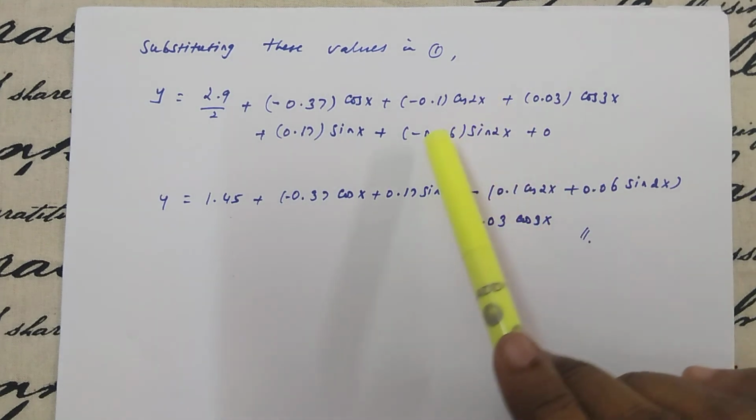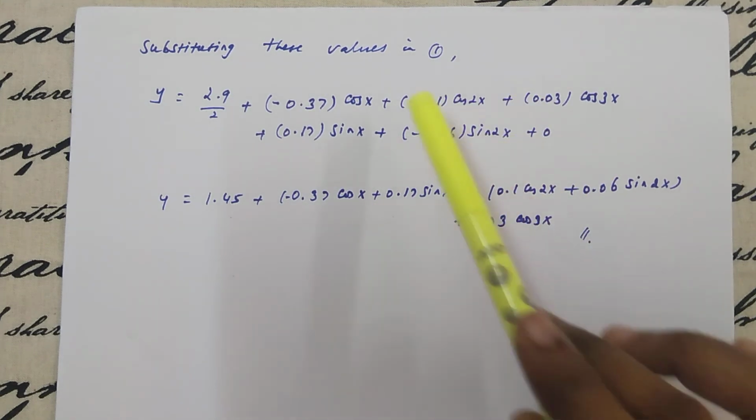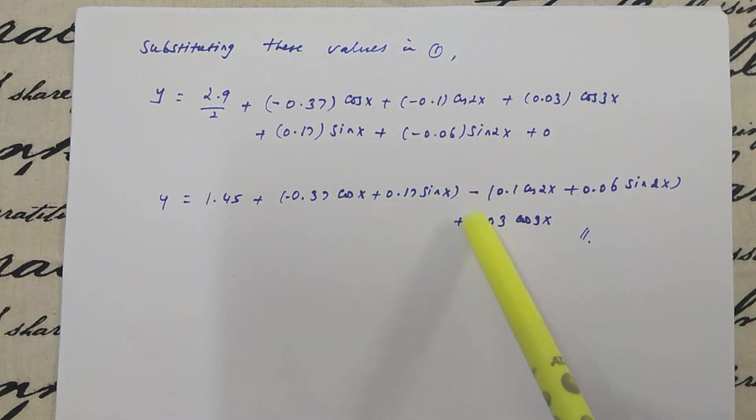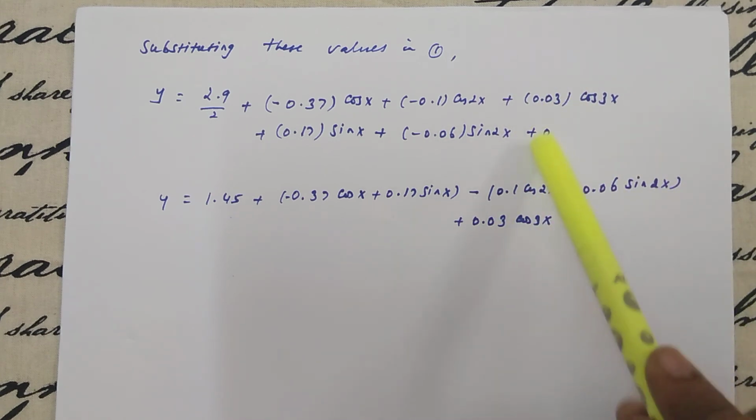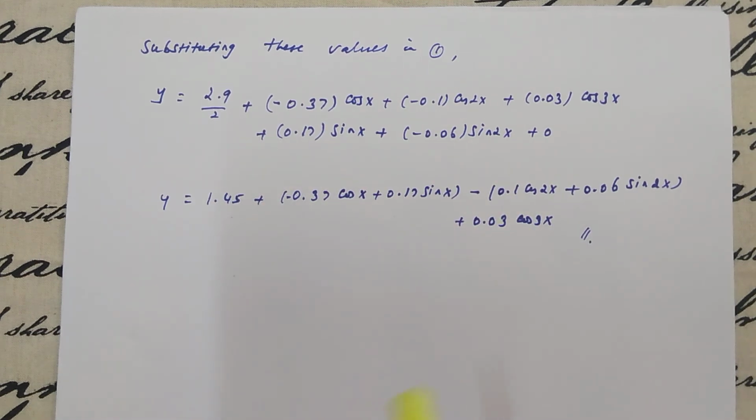Then in both the terms, you can see cos 2x and sin 2x. In both the terms we have a minus, so you can take that. So a2 cos 2x plus b2 sin 2x. Then b3 is 0, so only a3 cos 3x. This is the required harmonic analysis.